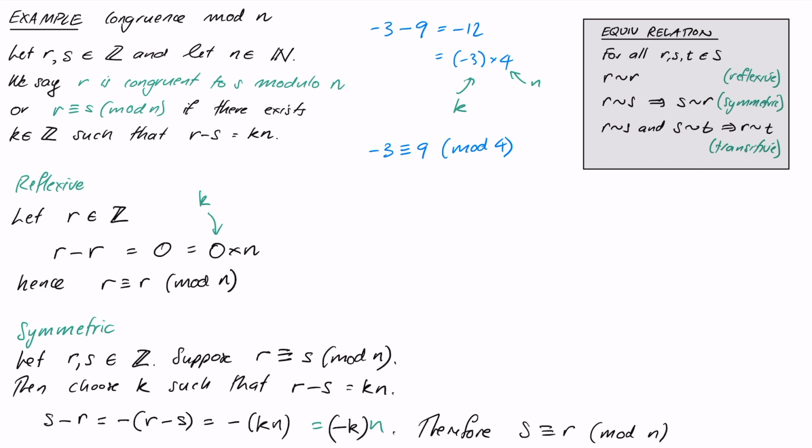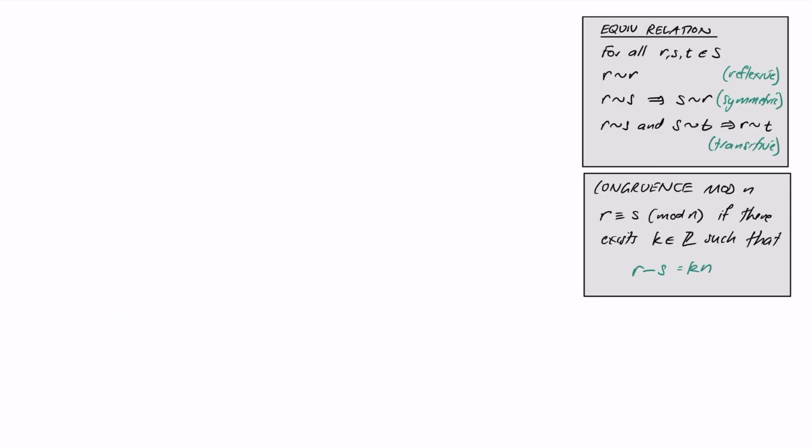So we've got one more property to do. We might just grab a new slide for that one. It's the transitive property. So this time we're going to assume that R is equivalent to S and also that S is equivalent to T. And we're going to use that information to show that R is equivalent to T. So let's just turn over the page.